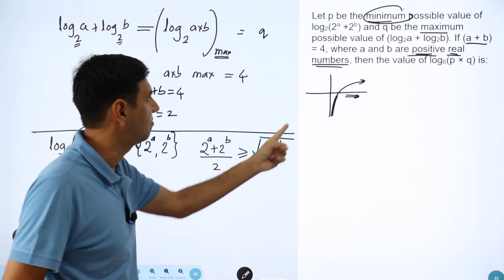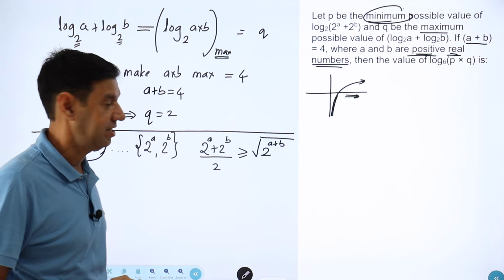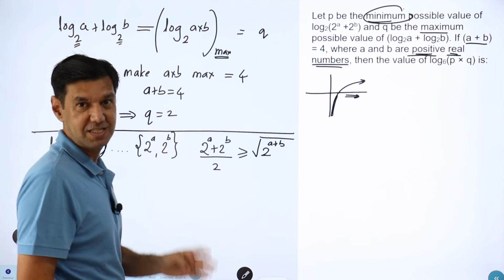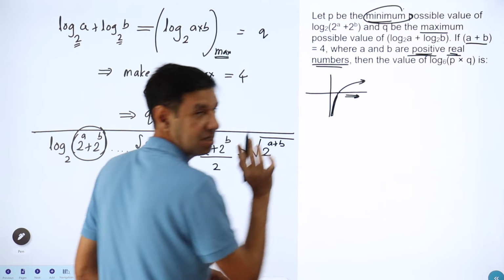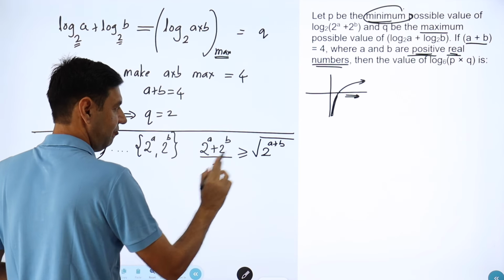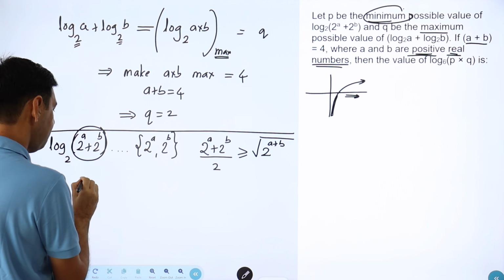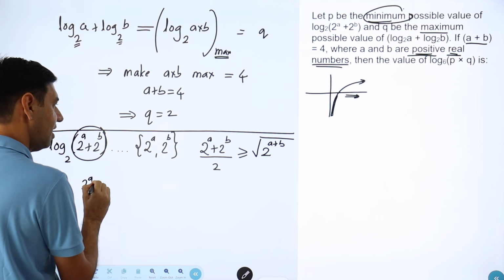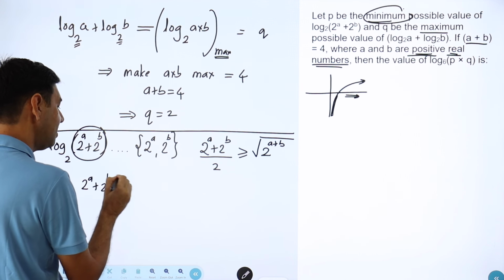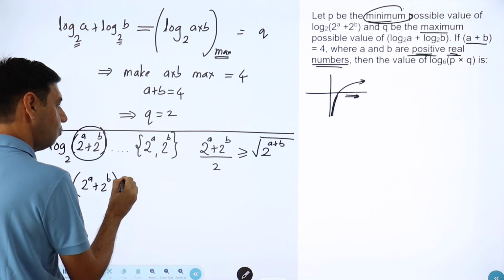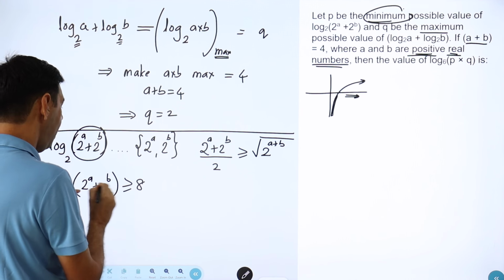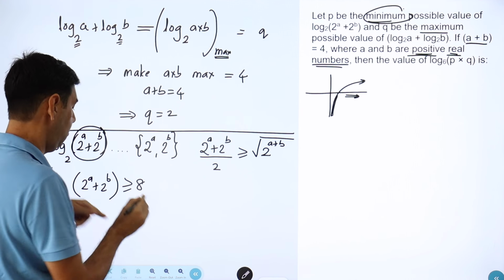And so A plus B is 4, so 2 raised to 4 is 16. Square root of 16 is 4. All of them are positive. Okay, so 4 into 2 is 8. So what this tells me is 2 raised to A plus 2 raised to B is greater than or equal to 8. So 8 is the minimum value of this.